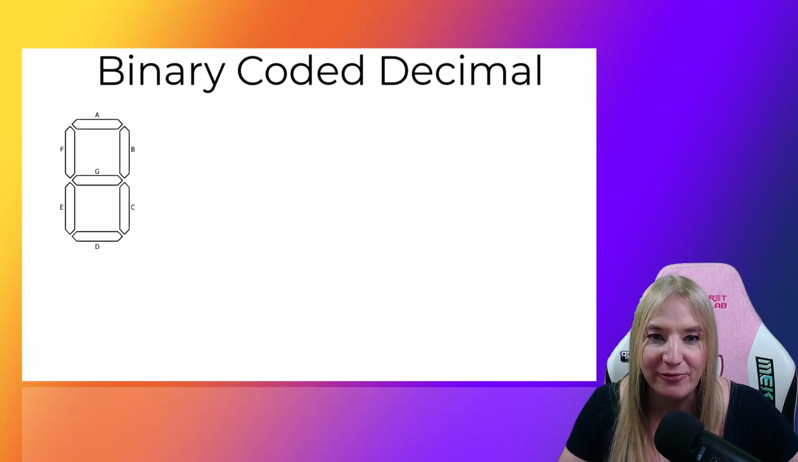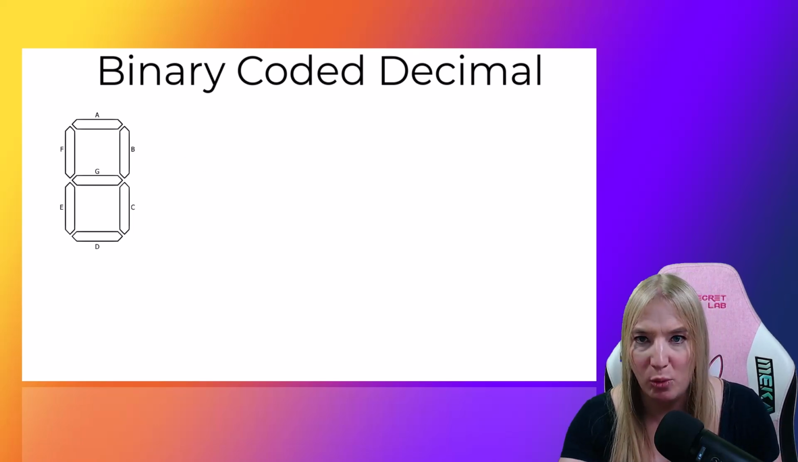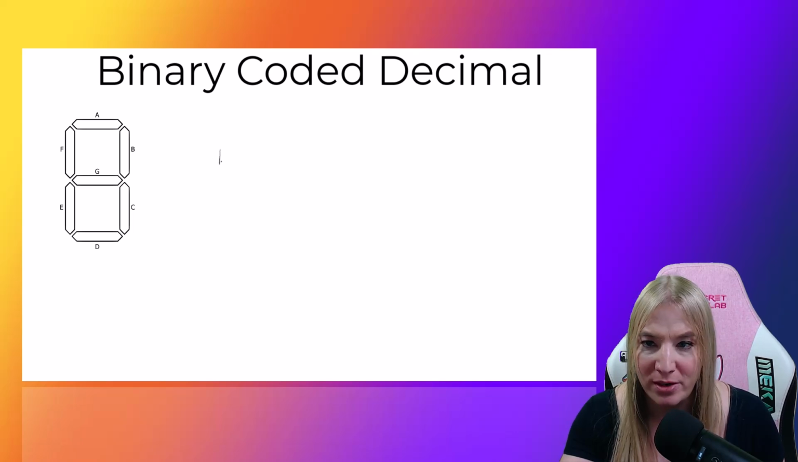BCD uses 4 bits per character and can represent the values 0 through 9. So it does not make use of all those characters, though. We're going to see that here today. So let's go ahead and get started. So for this example, we're going to start with the number 1. Let's say I want to convert the number 1 to BCD.